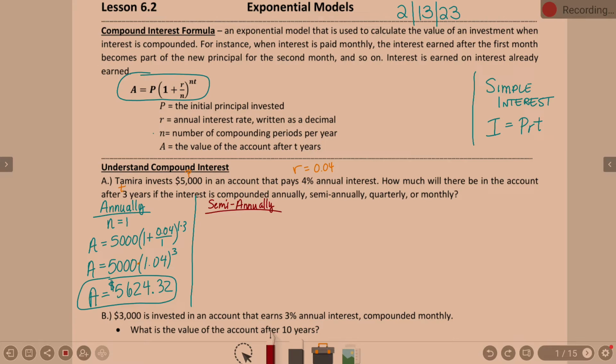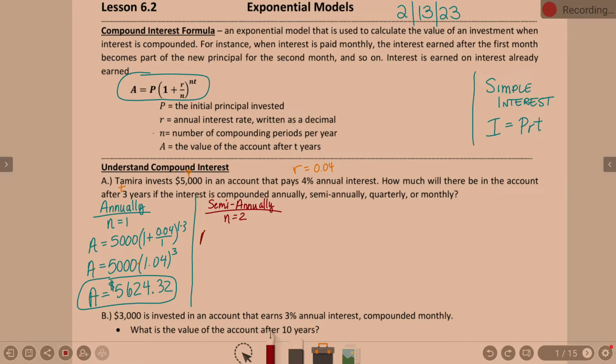What's semi-annually mean? Twice a year, right? You could also see the word biannually. I feel like I sometimes see that. That's also twice a year. And so that means that my n value is 2. Does anything else change? No. Everything else is the same.